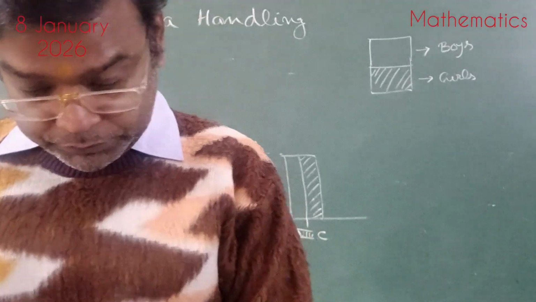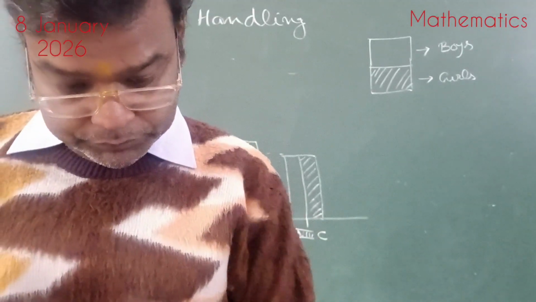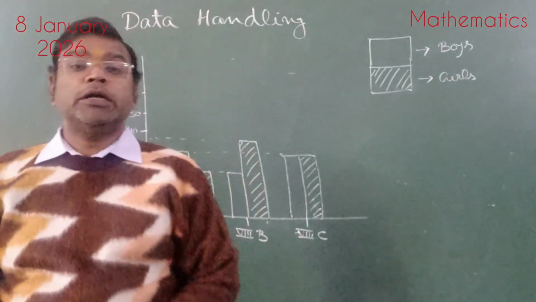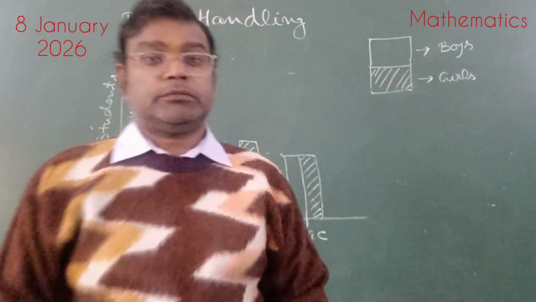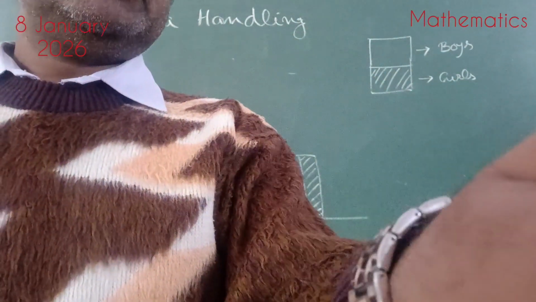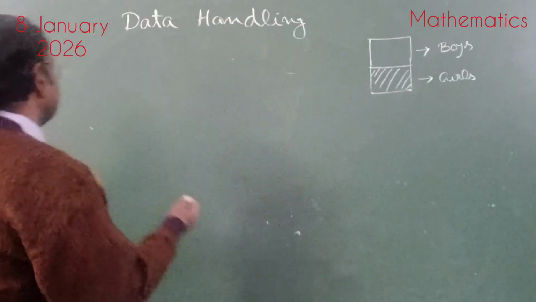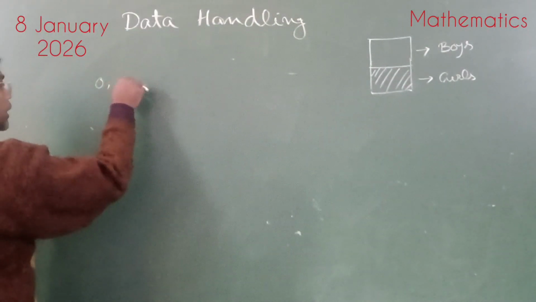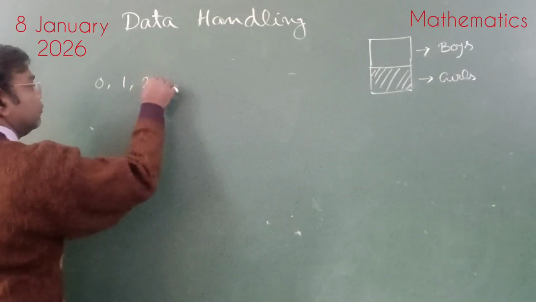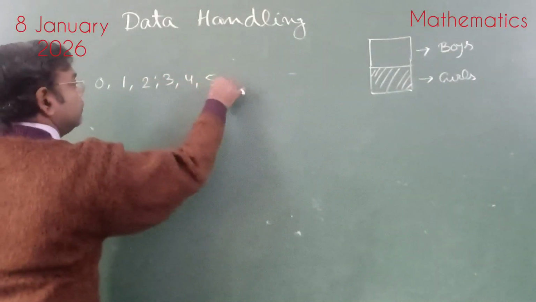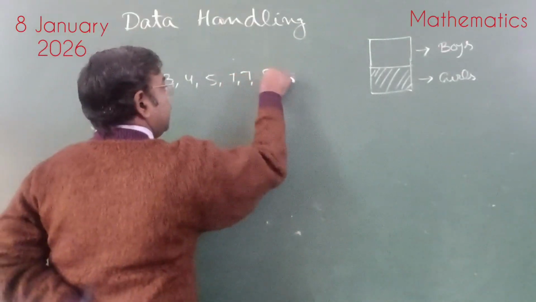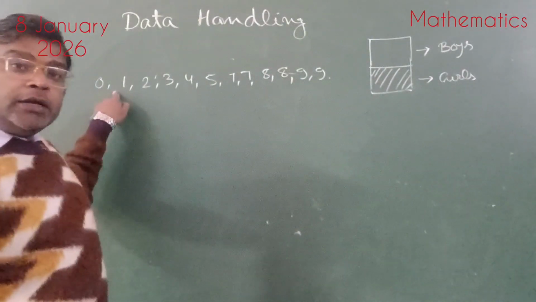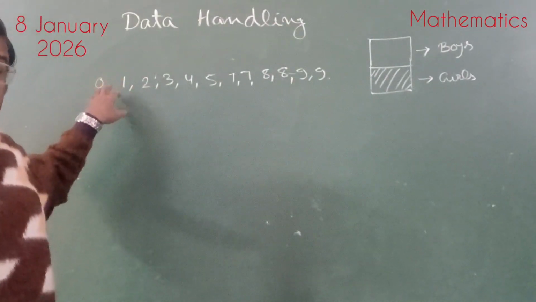Then next is about continuous data and discontinuous data. Wait for some time. Whenever we organize any data in a simple manner, for example, what we collect we organize in an array, 1, 2, 3, 4, 5, 7, 7, 8, 8, 9, 9, likewise, then this is your ungrouped data.